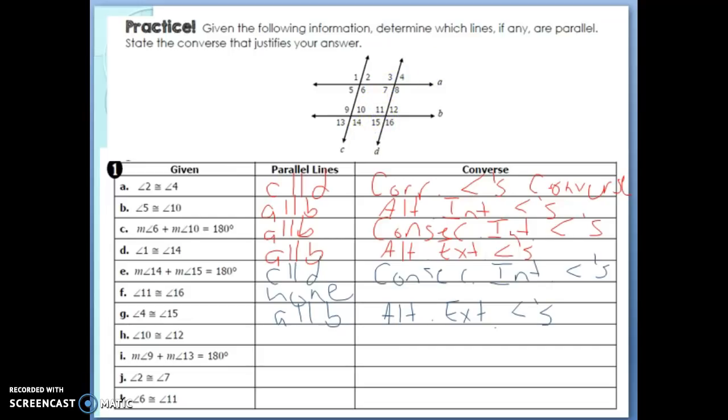Angle 10 is congruent to angle 12. Those angles, I could slide either 10 onto 12 or 12 onto 10. They share line B. They share this line right here. So they are corresponding angles. That's our corresponding angles converse. So line C is parallel to line D because those are the lines they don't share.